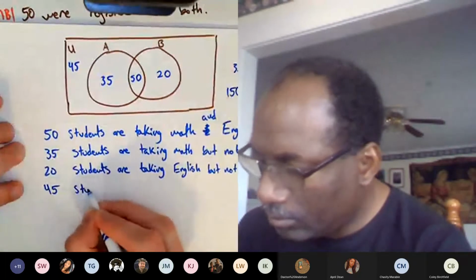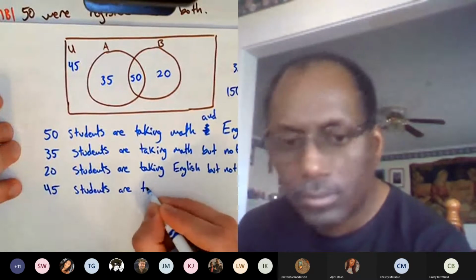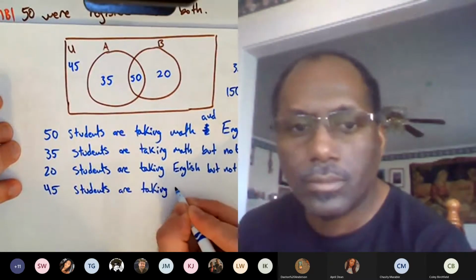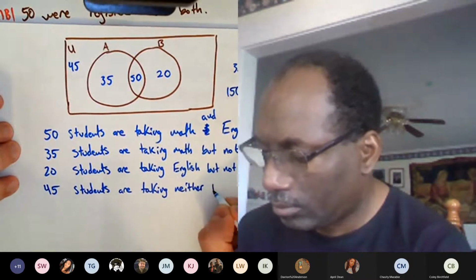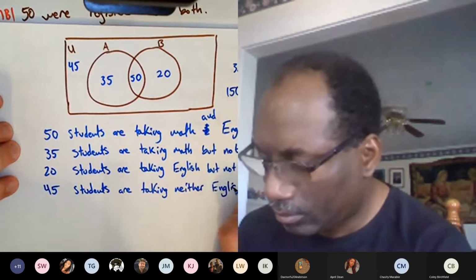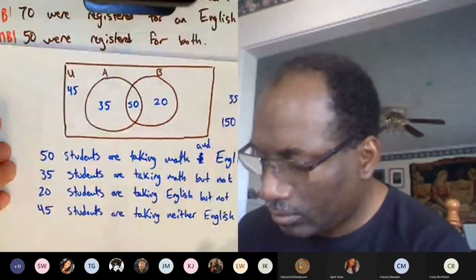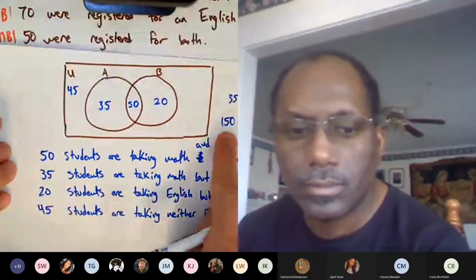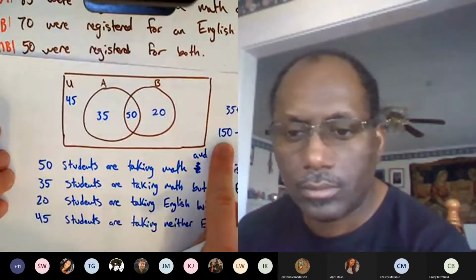45 students are taking neither. So they're taking other classes, are taking neither English nor math. And by the way, what about the numbers that I calculated over here? So I've got the 45. The 150 is just all the students who were interviewed. That's just my entire universal set.